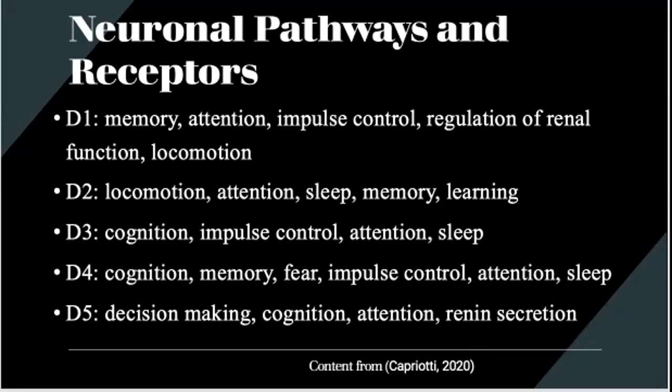Each of these receptors has a different function and is found in different locations. So our D1 is going to be memory, attention, impulse control, regulation of our renal function, locomotion. D2, locomotion, attention, sleep, memory, learning. D3 is cognition, impulse control, attention, and sleep. D4 is cognition, memory, fear, impulse control, attention, and sleep. And D5 is decision making, cognition, attention, and renin secretion.